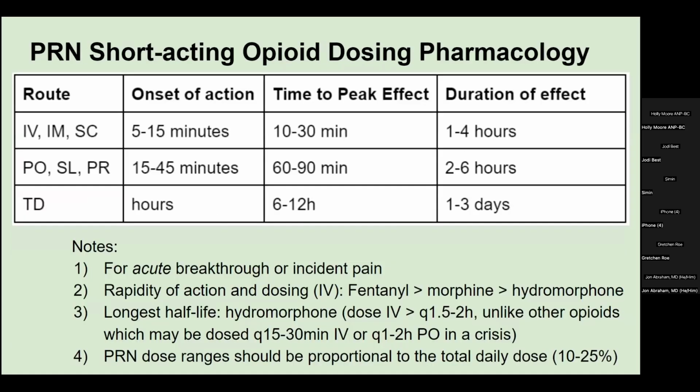It's also helpful to understand some of the pharmacology of when you give a dose, when should you expect relief. So for IV, IM, and SC routes, those are considered parenteral. The onset of action can be as quick as 5 to 15 minutes. So if somebody's in a severe crisis, technically you could give the medication fairly frequently. Time to peak effect, 10 to 30 minutes. Duration of effect, 1 to 4 hours.